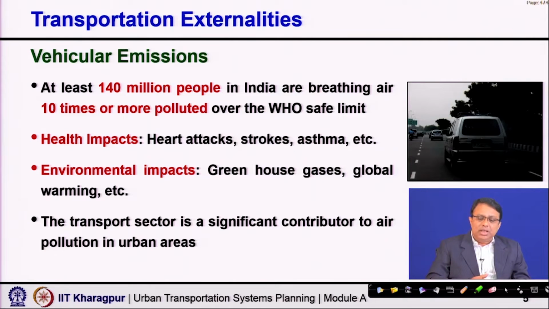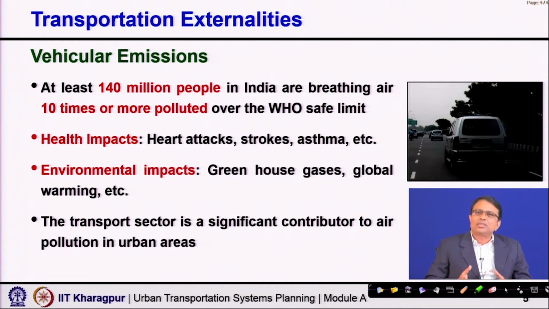At least 140 million people in India are breathing air. What is the quality of air? 10 times or more polluted than what is said as the safe limit by the World Health Organization. Just imagine, multiple times higher than the prescribed limit. We are inhaling that air, and as many as 140 million people in India, every day we are inhaling. What is the concern? Is it something good to inhale? No, sir. It is really having a lot of detrimental effect.